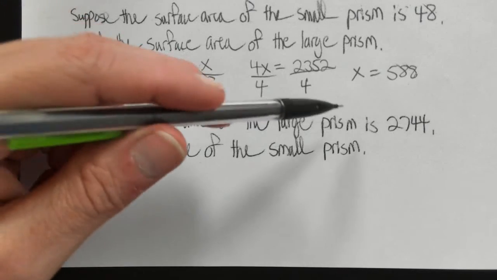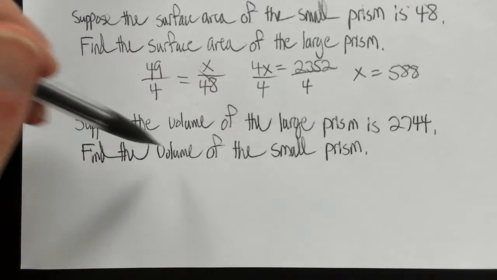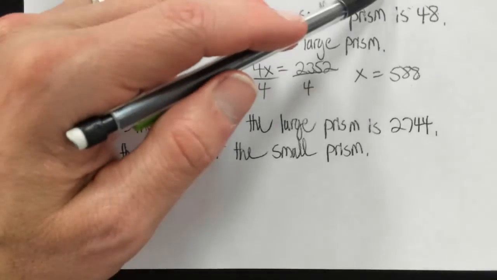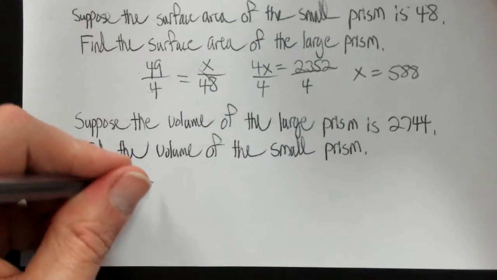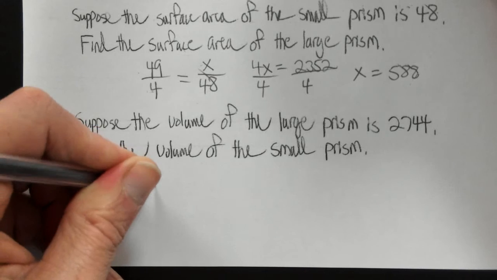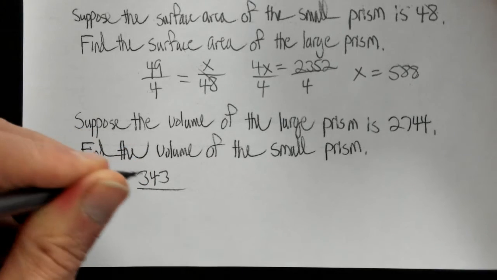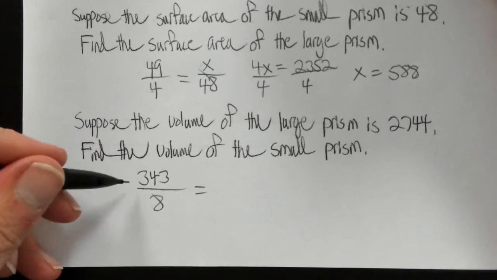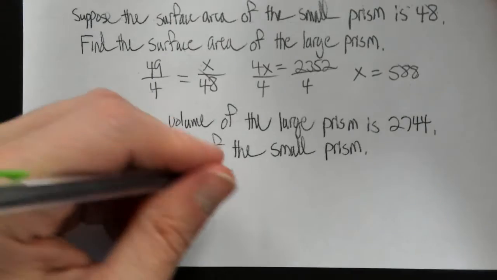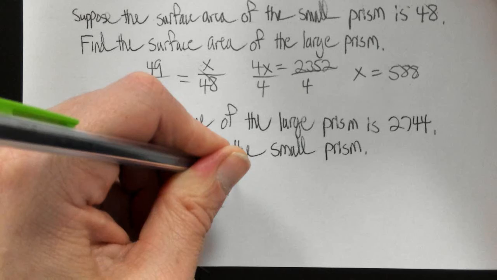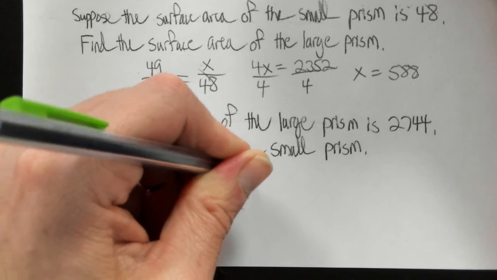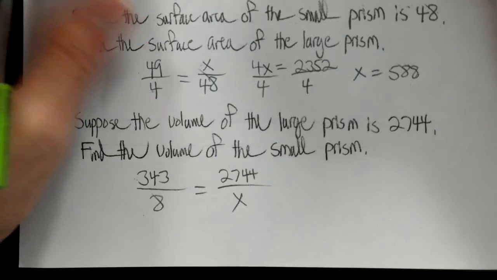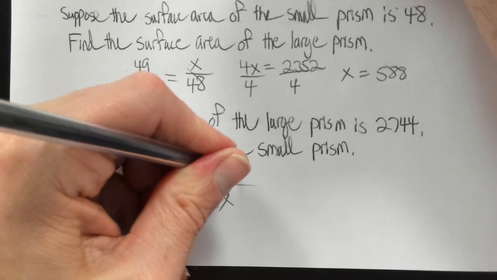Suppose the volume of the large prism is 2744. Find the volume of the small prism. So I need the ratio of the volumes this time, which means my first fraction is going to be 343 over 8, and that's going to be set equal to the large prism. The large number's on top, so the large prism number has to be on top here, 2744, and we're going to put that over x.